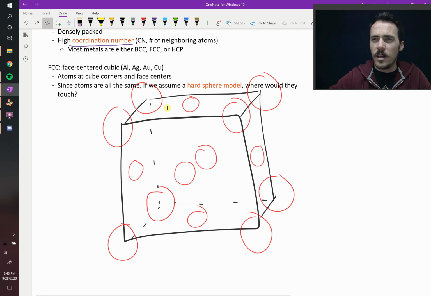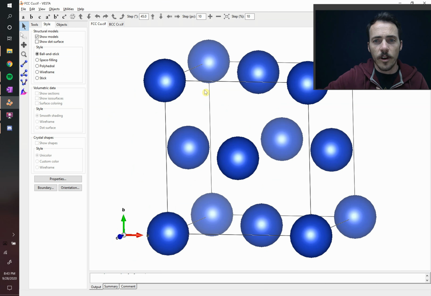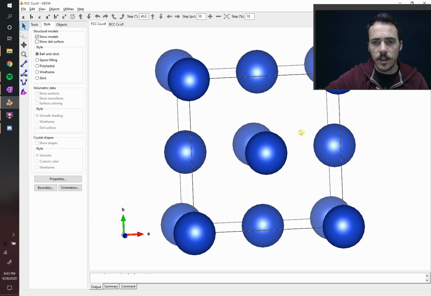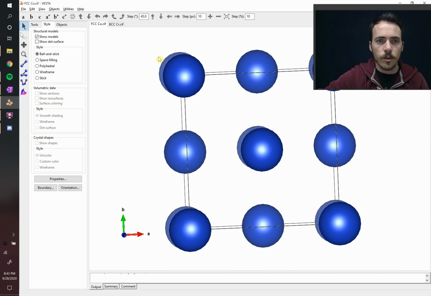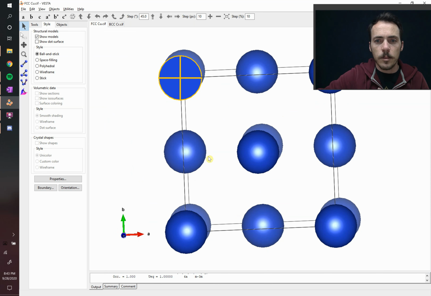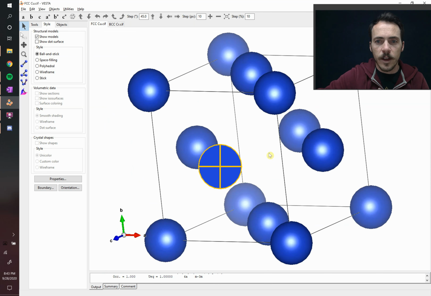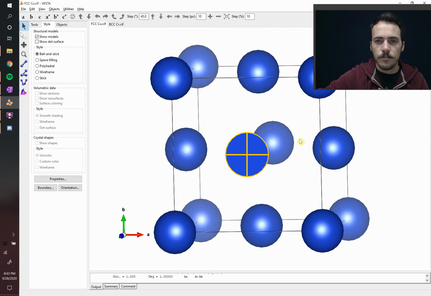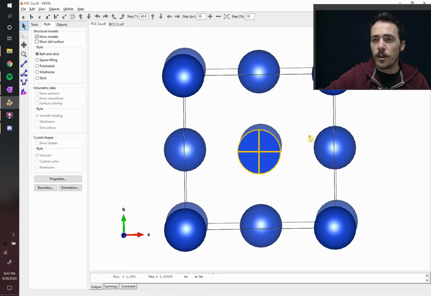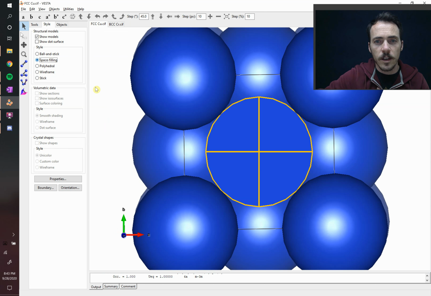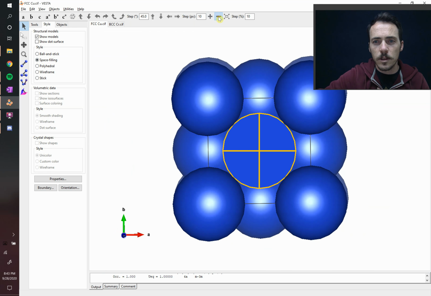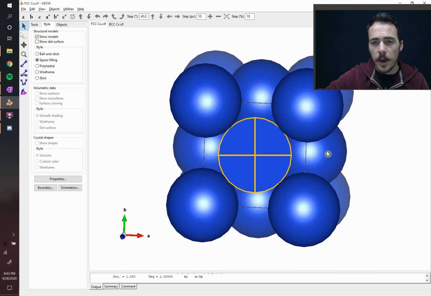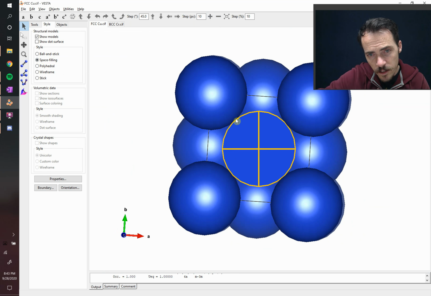So let's take a look at this in Vesta. That's a crystal structure drawing software. So here's our FCC crystal structure. You can see that, again, there's my atoms at the corners. That's these ones right here, right? You can see those. And then you've got atoms on the faces. That one's on the face of that unit cell. You see that? Now again, this is not shown in the hard sphere model, but if you do space filling, all of a sudden you can see how these would look if they were to expand and touch one another. You can see these things are going to touch right there.